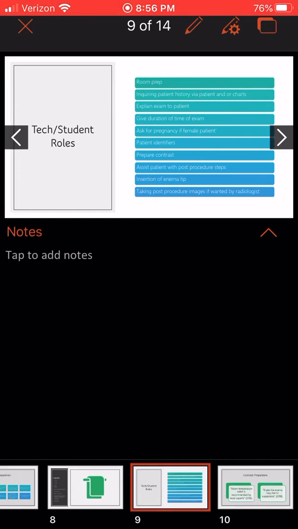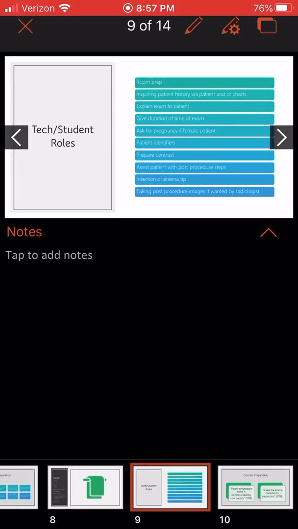This is a part of ADIT. Ask for pregnancy if it is a female patient. You'll also want to use your 2 patient identifiers like name and birth date. Usually before the patient is in the room, the contrast should already be prepared. This is done by the rad tech or by a student with a rad tech assistant. They will also assist the patient with post-procedure steps.